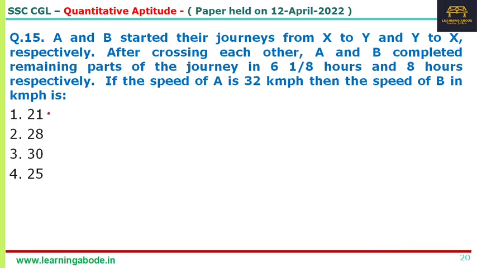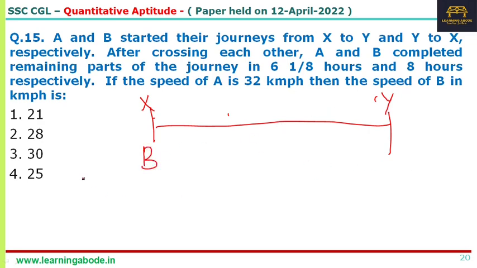Now question number 15. So what is happening here? Let's just try to depict it. You have two places, x to y and then y to x. A goes from x to y and B goes from y to x. They are crossing each other, and let's say they are meeting at some point.